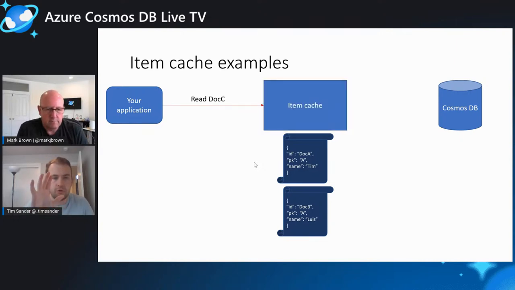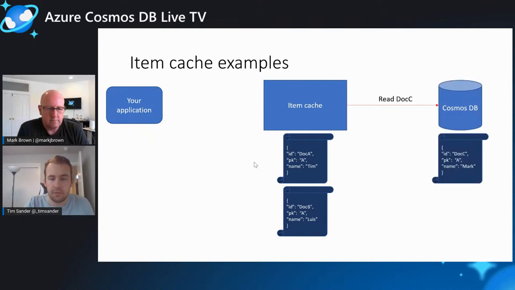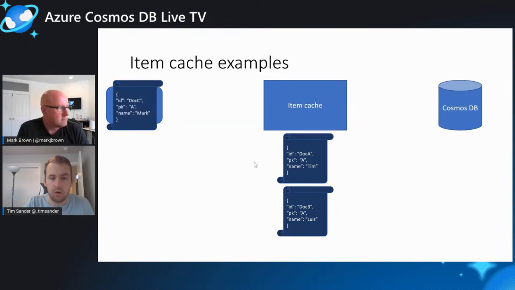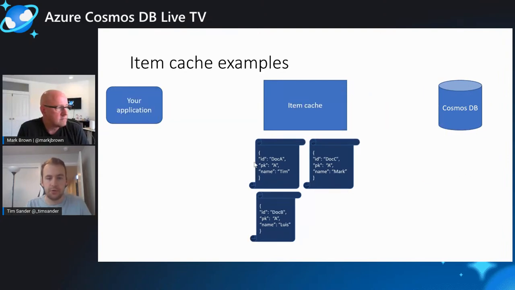If you read data that's not yet in the cache, just like the query cache works, we'll do that read on the back end. So it's effectively a cache miss. Following that, we'll store it in the cache for future use. So if I were to issue a subsequent read of c, we'll go to the cache and we won't need to go to the back end.